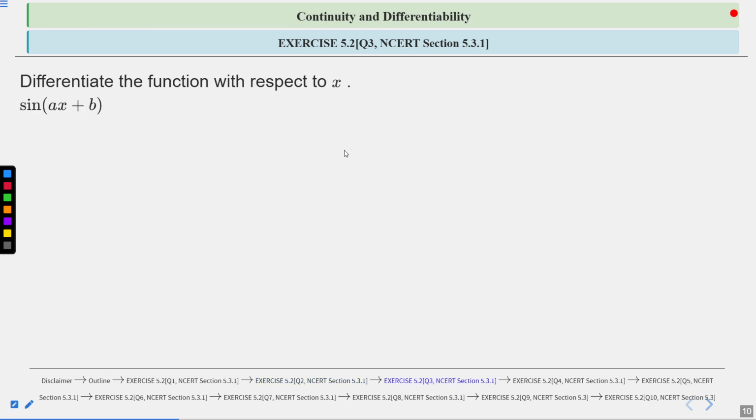So let us discuss question number 3, which is NCERT exercise 5.2, question number 3. Differentiate the function with respect to x, and the function is sine of ax plus b. In this question also, we can easily apply the chain rule and solve easily. Again, I'm giving you 10 seconds to solve or think about this question. After that, we'll move to the solution part.